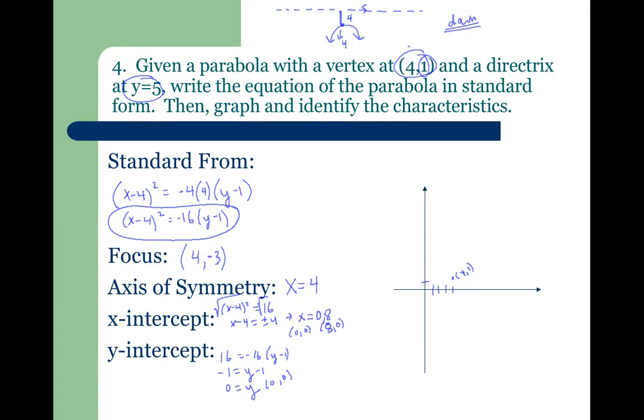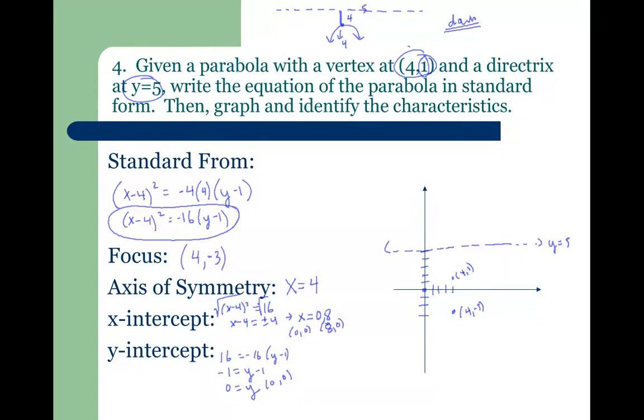And the directrix is at y equals 5. 1, 2, 3, 4, 5. The focus, we went down 4 right there about, and that was (4, -3). I know the axis of symmetry is x equals 4, and now you can kind of see it all come together. And if you needed the graph, that's fine.